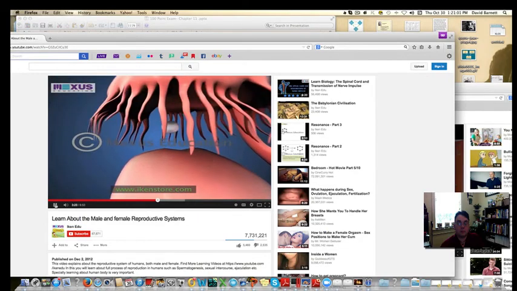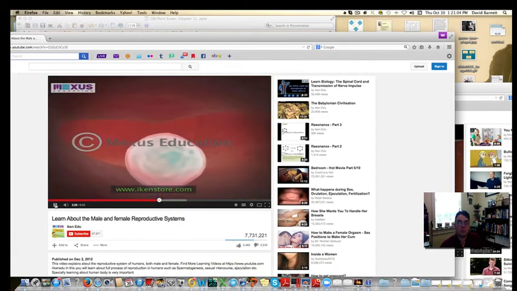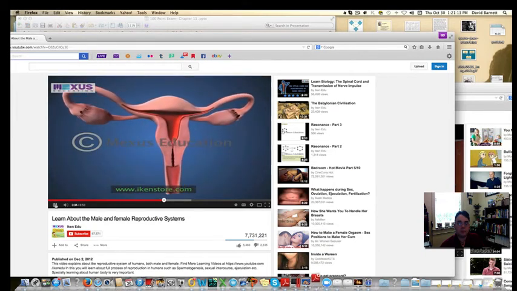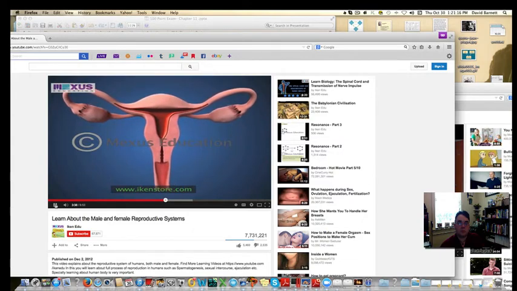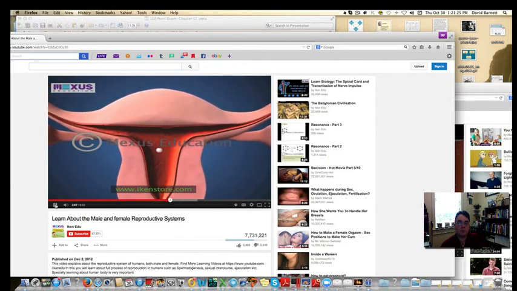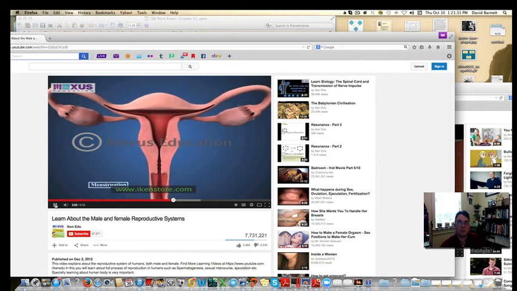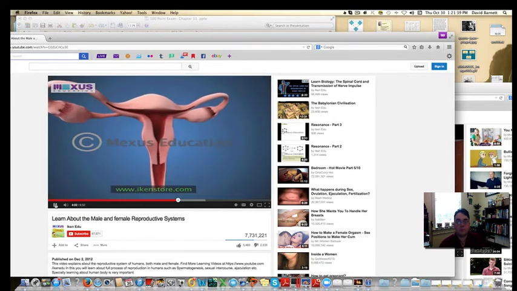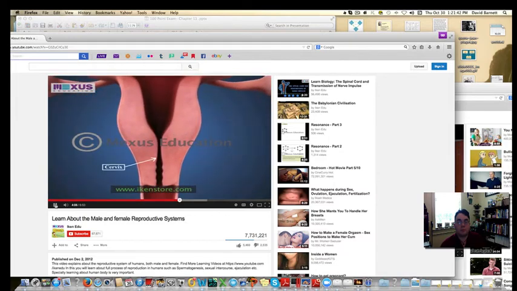Every month, 1 mature egg enters the uterine tubes or the fallopian tubes and travels to the uterus. Every month, the endometrium or the lining of the uterus is nourished with blood and fluid in preparation for receiving a fertilized egg. If the egg is not fertilized, it is discharged from the uterus along with the lining. This monthly discharge is known as menstruation. The uterus is connected to the vagina by the cervix.